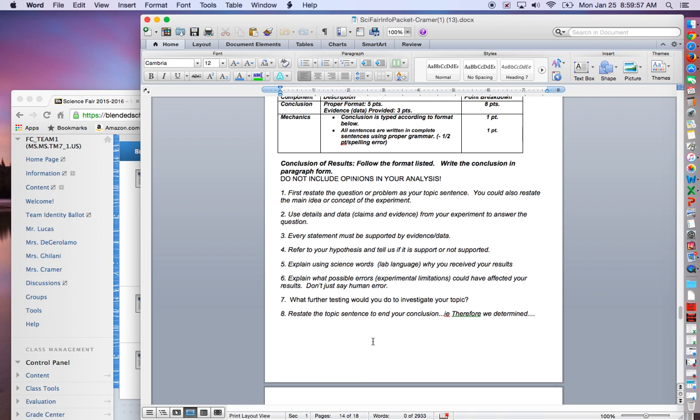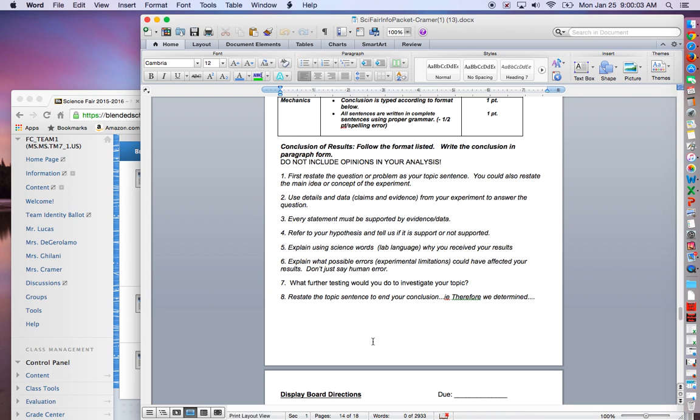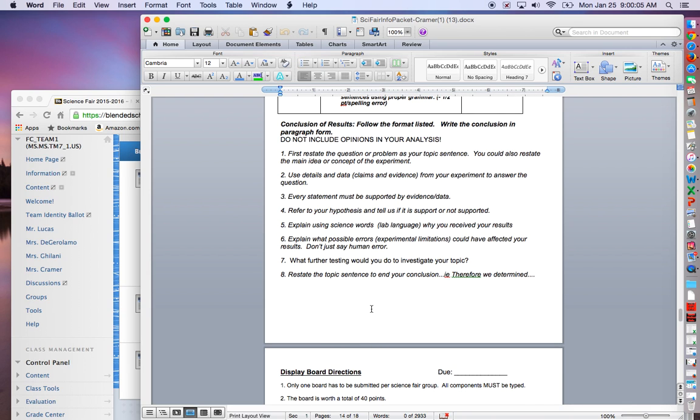And then lastly, what else would you do to investigate the topic? So I might want to try other types of bakery products for my example, and then restate the topic sentence to end. Therefore, we determined that bakery bread has fewer preservatives because it molded within 2 days.